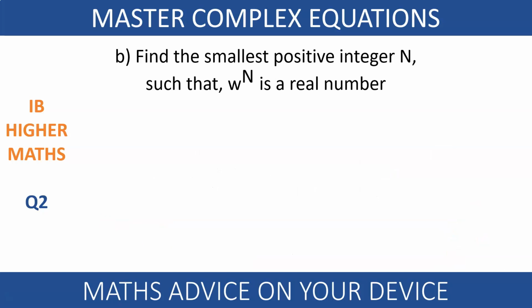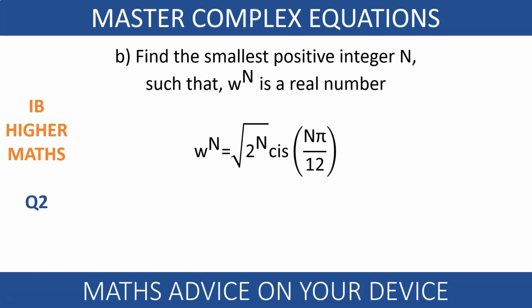Now with part B, we need to find the smallest possible integer n so that w to the n is a real number. For a complex number to be real, the argument has to be either 0 or pi. 0 will lead to the solution n equals 0, which is not allowed. We are told that n is positive. So the argument must be pi, because we are looking for the smallest value of n. So if n pi over 12 is pi, then n is 12.